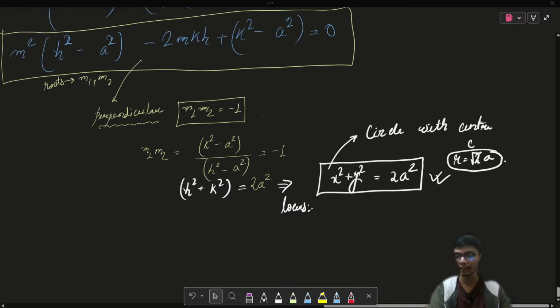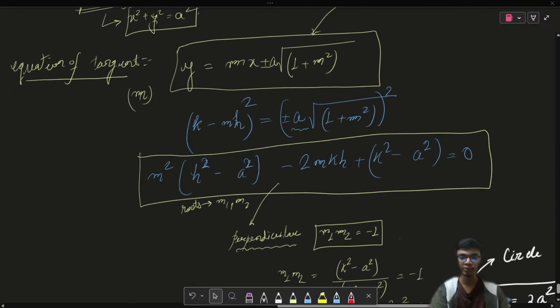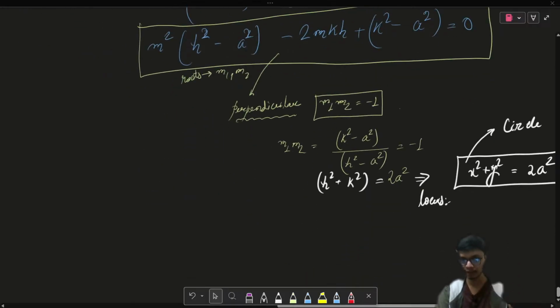Now, this is basically how you obtain the equation of a director circle. In any of your conic section questions, when you are asked to find the director circle, the simple result you have to perform is to find the locus of the point of intersection of two perpendicular tangents. If you do that, you will easily get the required locus. I hope this is clear.